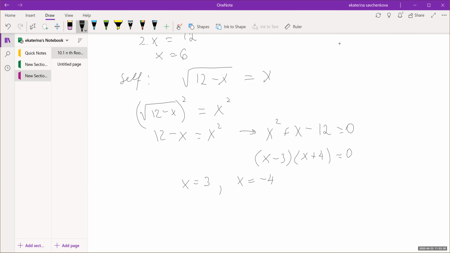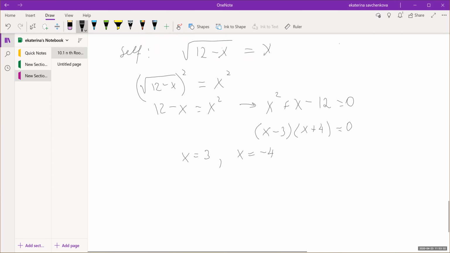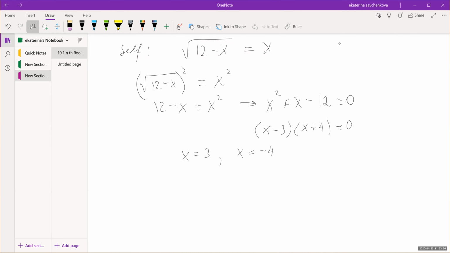Let's check both of them by plugging back into the original equation. So let's plug in 3 here. So check for 3. 12 minus 3 is going to give me the square root of what? Square root of 8. Oh, square root of 9, sorry. 12 minus 3 gives me the square root of 9, which is equal to 3 if I plug it in over here. So it checks.